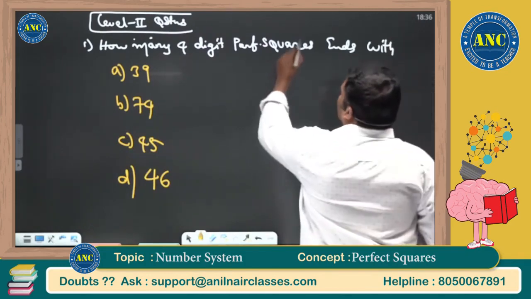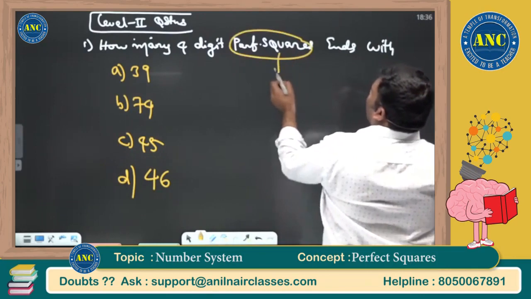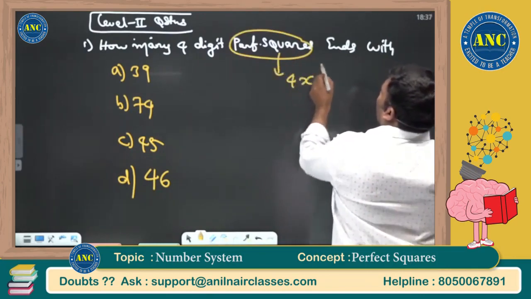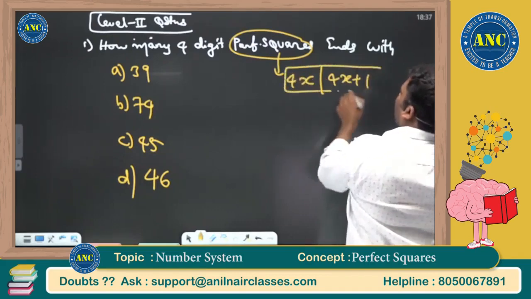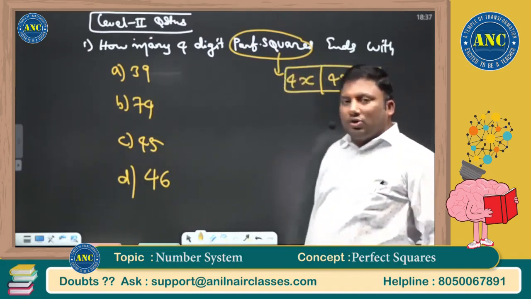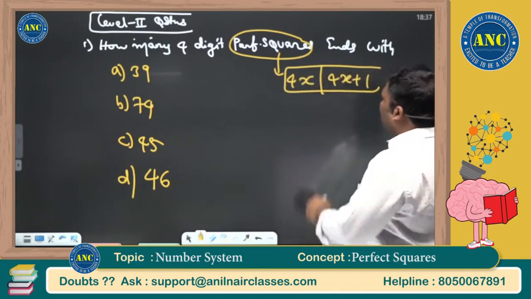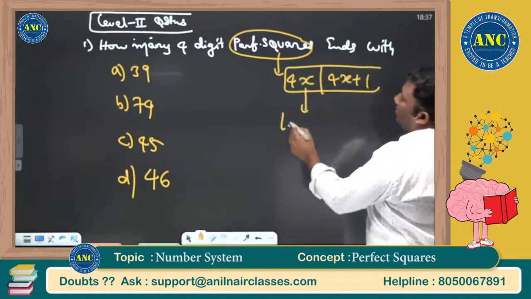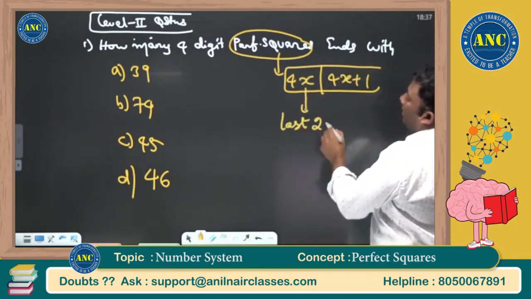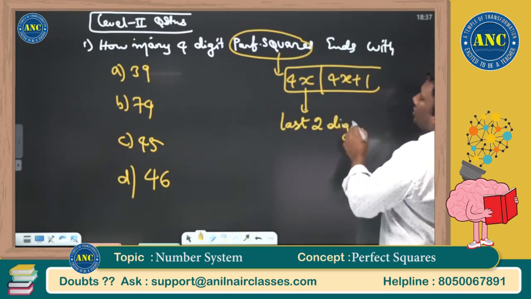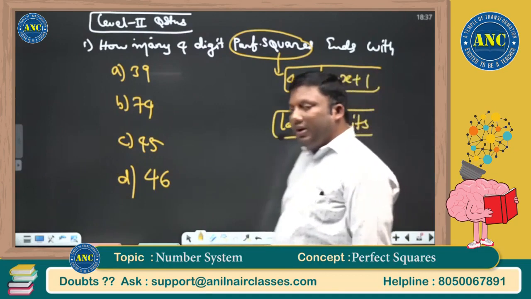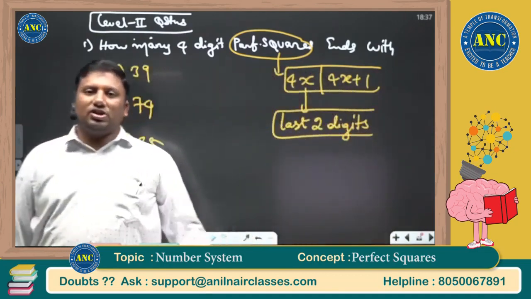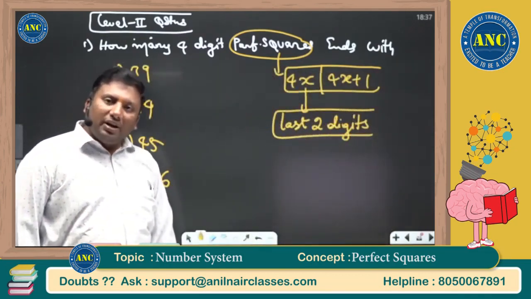What is that we discussed? It is a perfect square. What is the form of a perfect square? Either it is 4 into something, or 4 into something plus 1. What is the divisibility rule of 4? The divisibility rule of 4 is that the last 2 digits should be divisible by 4. I hope it is clear.